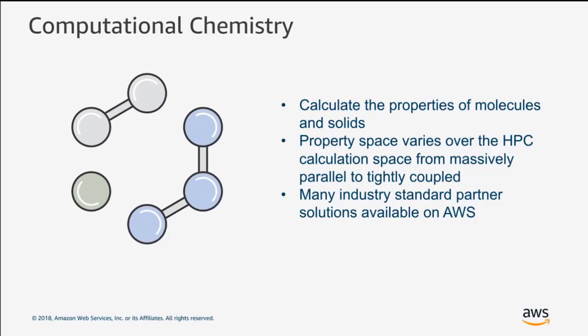And CompChem is really focused around just determining the properties of different molecules and solids. The interesting thing about it is that the property space varies pretty widely over the different HPC calculation space, so that quadrant diagram that was listed above. It ranges from everything from massively parallel to really tightly coupled simulations that need to take place.